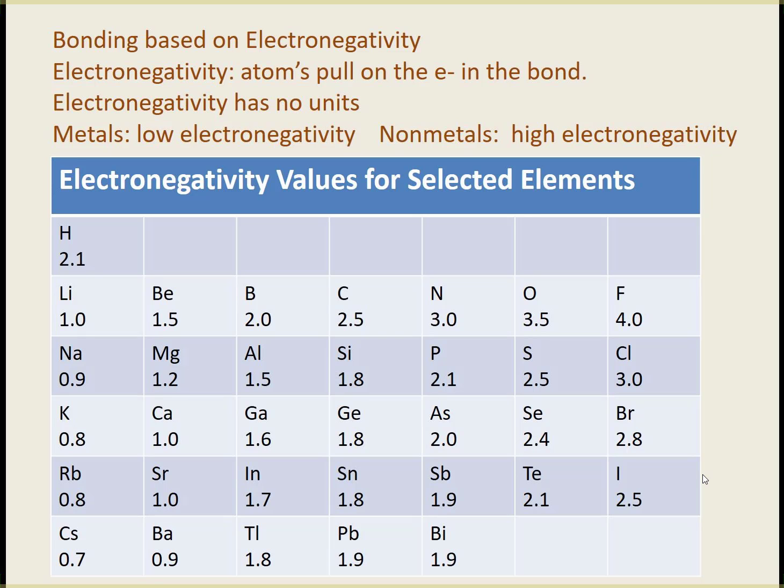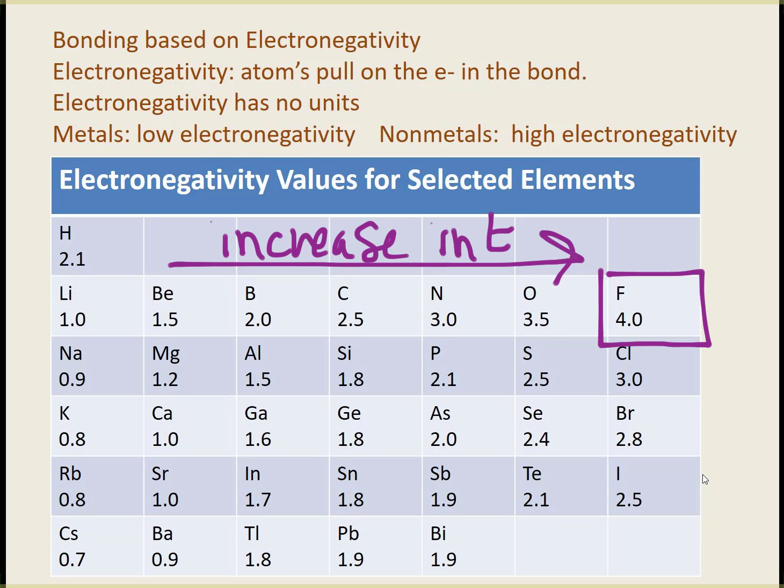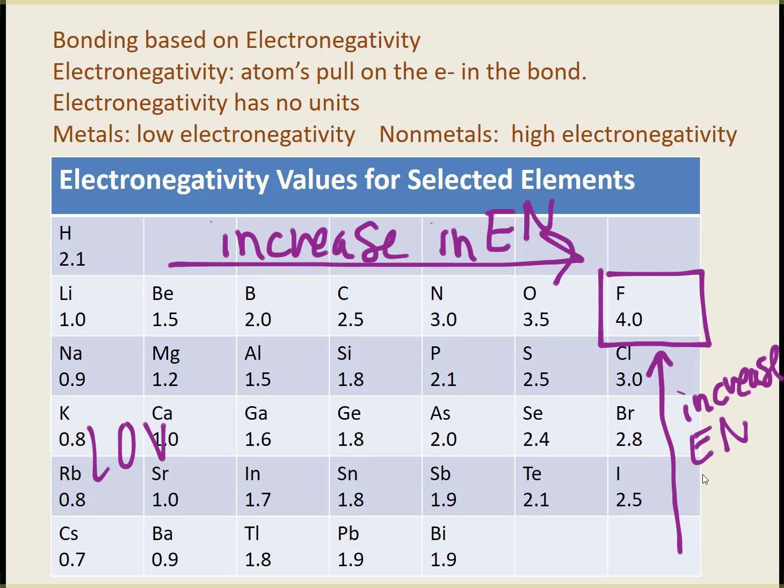Bonding is based on electronegativity, and electronegativity is defined as an atom's pull on the electrons in the bond. It is an arbitrary number system that has no units, with fluorine as a 4. The trend is that as I go left to right towards fluorine, electronegativity increases, and as we go up a family it also increases. Also notice that metals have a very low electronegativity and nonmetals have a very high electronegativity.